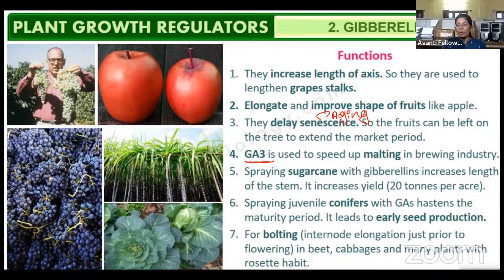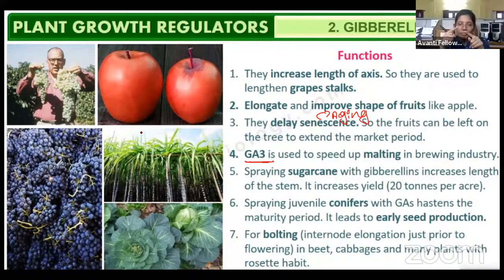And bolting, what does bolting mean? Bolting is an internodal elongation between the nodes. If we want to increase that space, gibberellin can be used for that also. That is just before the flowering, in beetroot, cabbage, and in many plants. Is it clear? This is about gibberellin.